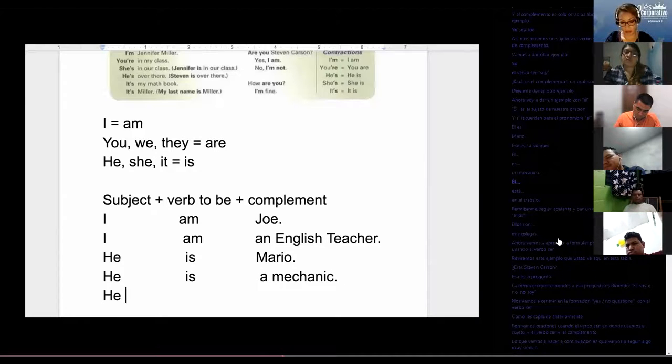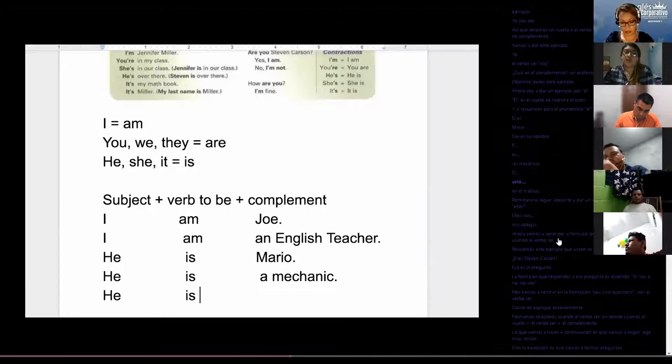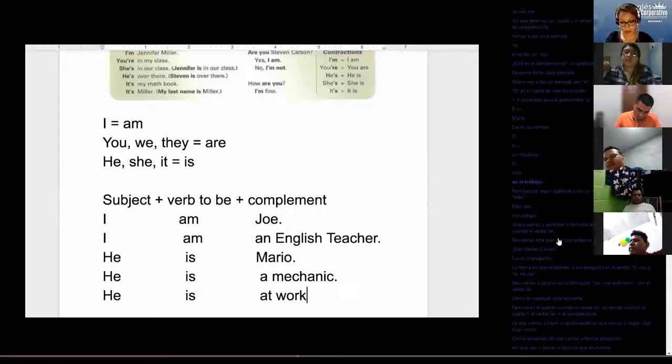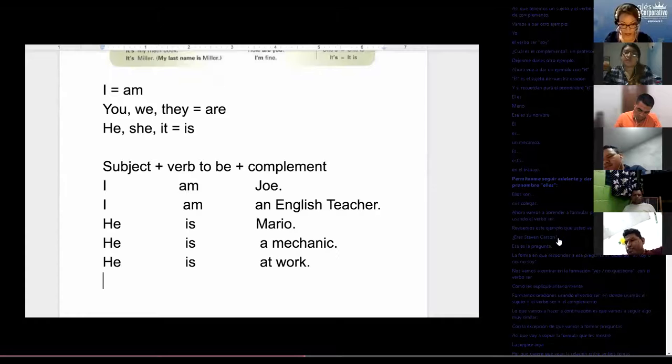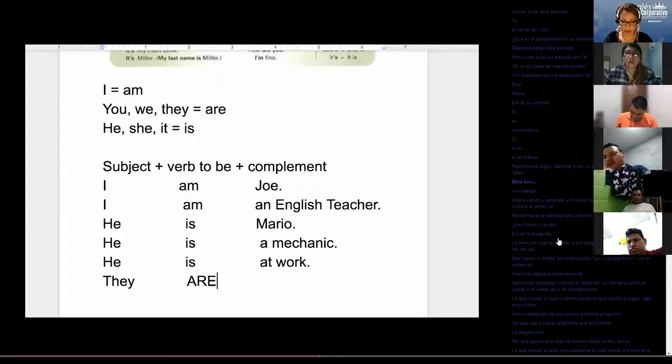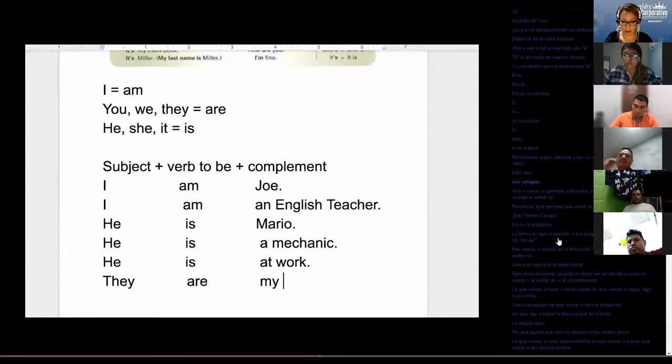He is at work. Let me go ahead and give an example with the pronoun they. And they are my coworkers.